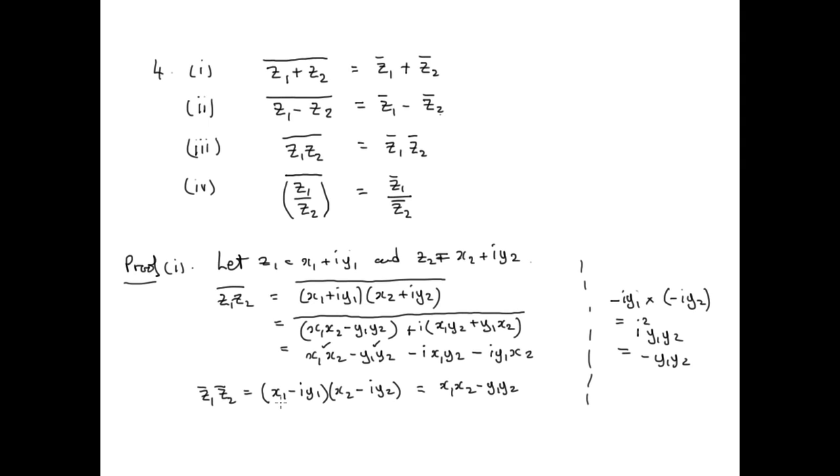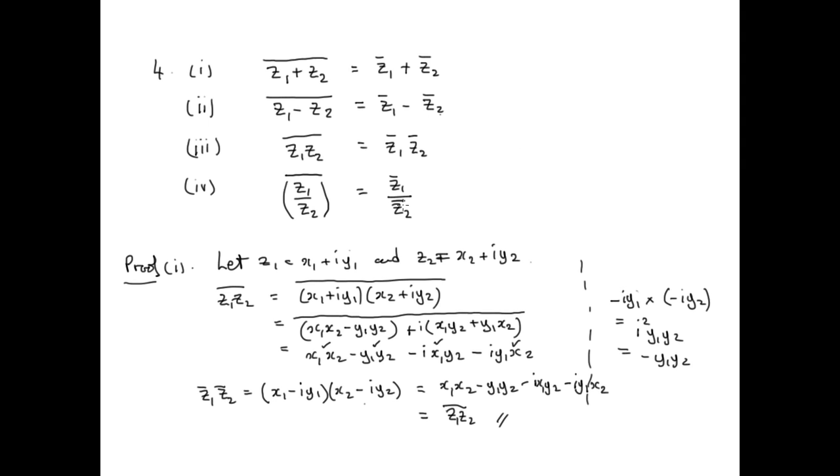The imaginary parts are coming from minus i x1 y2, that's the outside two terms, which is certainly that. And the inside two, minus i y1 x2, which is certainly that. So we have shown that the product of the conjugates is the same as the conjugate of the product. Hence the result.